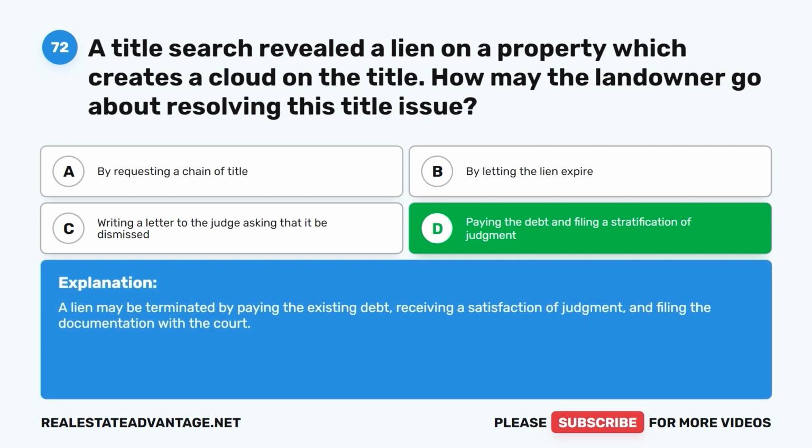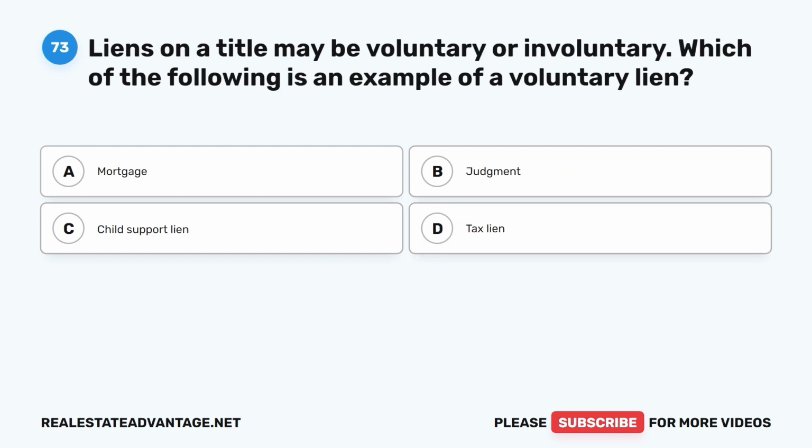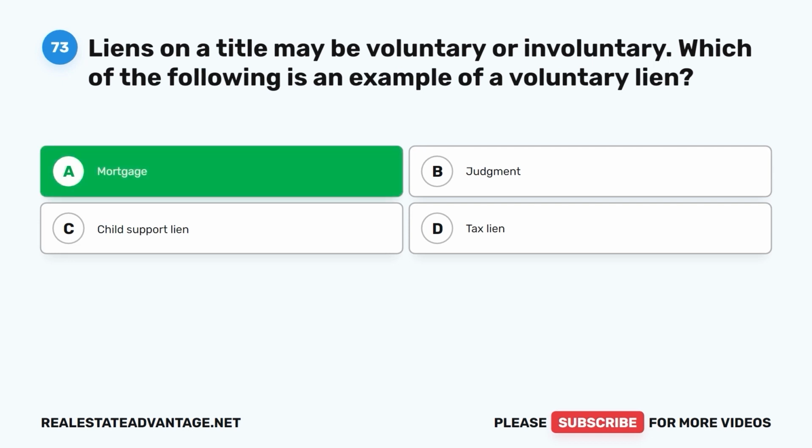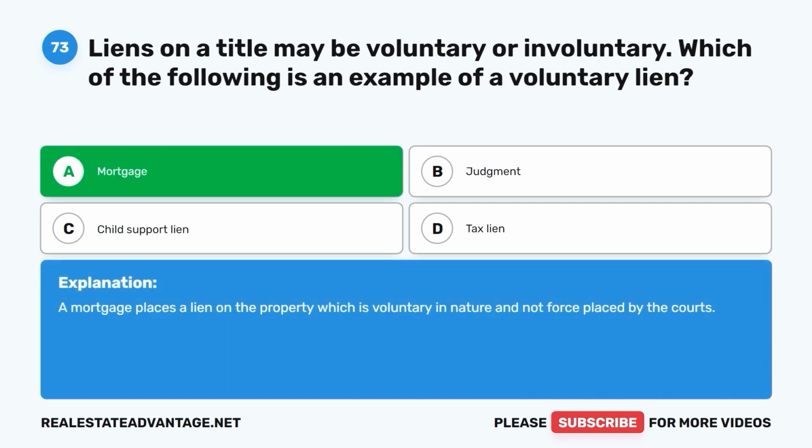A lien may be terminated by paying the existing debt, receiving a satisfaction of judgment, and filing the documentation with the court. Question 73. Liens on a title may be voluntary or involuntary. Which of the following is an example of a voluntary lien? A. Mortgage. B. Judgment. C. Child support lien. D. Tax lien. The correct answer is A. Mortgage. A mortgage places a lien on the property which is voluntary in nature and not force placed by the courts.